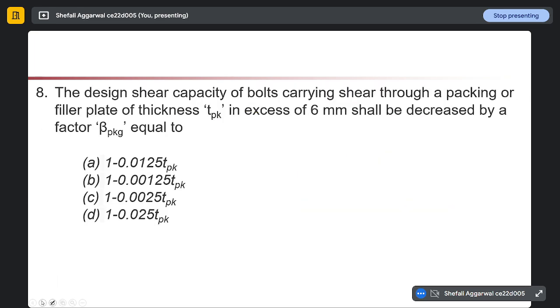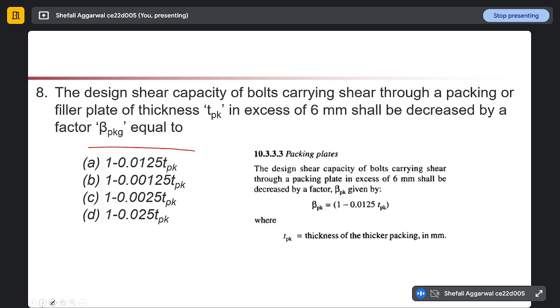The next question, the eighth question, is: the design shear capacity of bolts carrying shear through a packing or filler plate of thickness t_pk in excess of 6 mm shall be decreased by a factor beta_pkg, which is equal to, this formula we have already seen in the previous slide. So what is the correct answer? Beta is equal to 1 minus 0.0125 into t_pk.